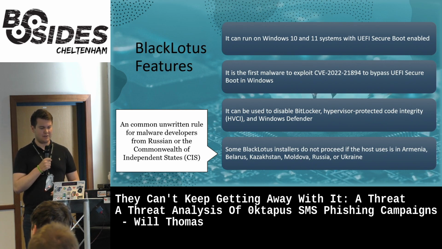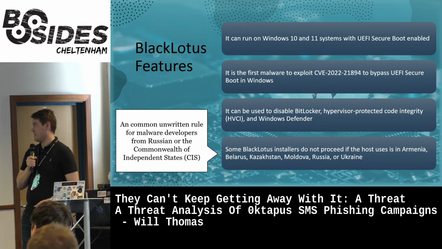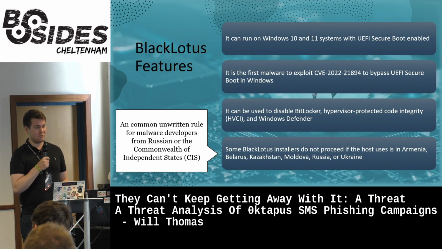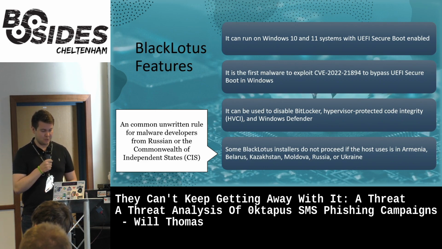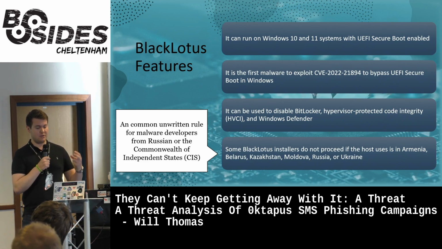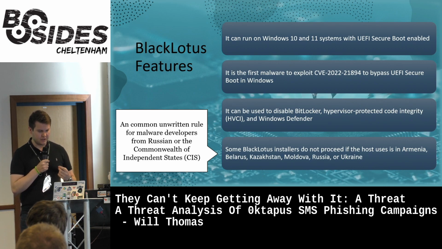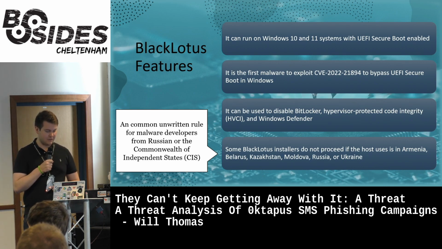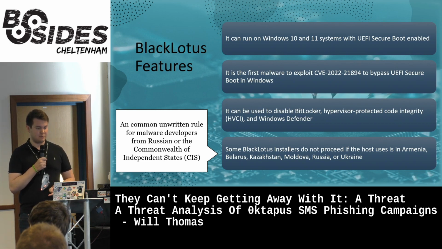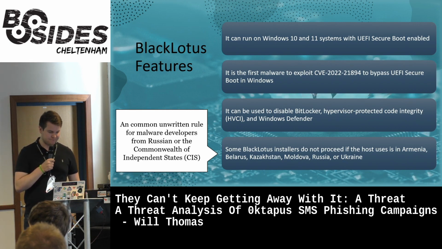The interesting thing about BlackLotus is that it can run on Windows 10 and 11. Even with Secure Boot enabled, they can deploy this bootkit and then exploit another vulnerability in, I believe, Intel processors. And then they can disable things like BitLocker, hypervisor-protected code integrity, as well as Windows Defender. And then they can perform all sorts of tactics and post-exploitation activities after that.